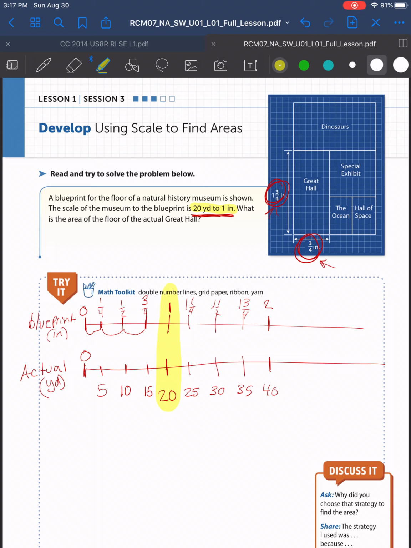Now, let's go ahead and think for a second. When I find area, I multiply the length times the width, okay? So I'm going to multiply 1 3/4 times 3/4, okay?